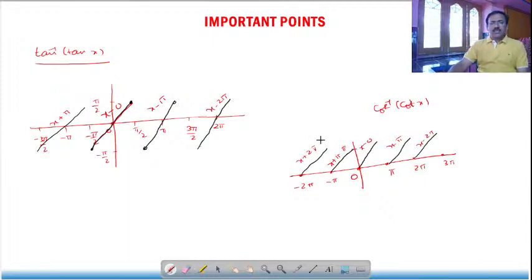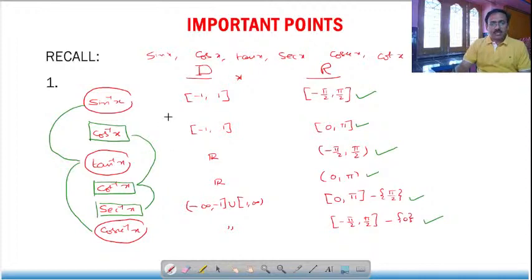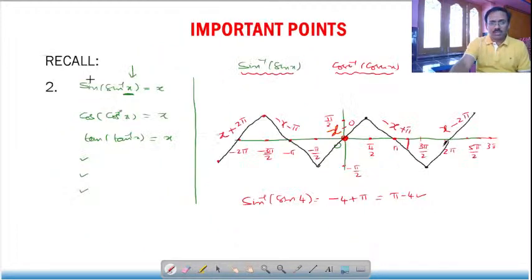So friends, these 6 graphs that I have discussed here are very important to compute this. Sometimes we get questions based on this. Friends, point number 1, this is the domain and ranges of the 6 inverse trigonometric functions.